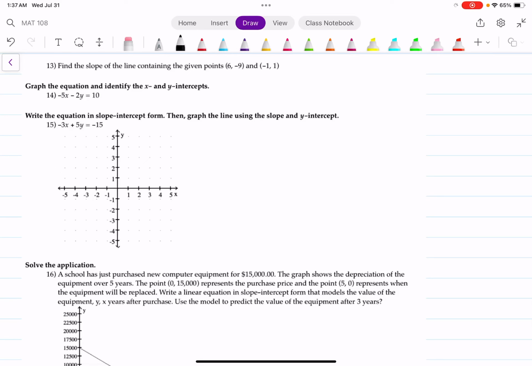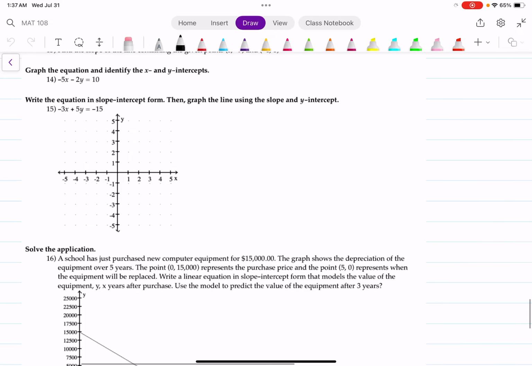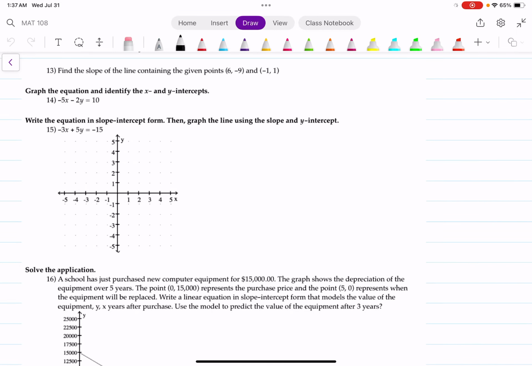The goal wasn't to be dishonest. I was going to call it a night, but I'm in the groove, so I have to do questions 13 to 16 because I love lines and lines love me. So number 13, it says find the slope containing the given points 6 comma negative 9, negative 1 comma 1.